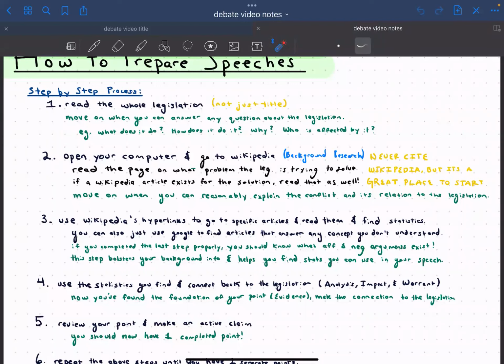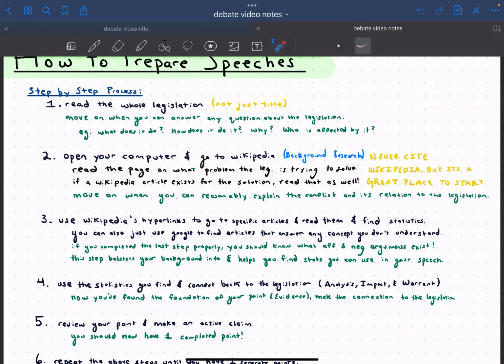What you should never be doing is basing all of your material solely off Wikipedia or an encyclopedia or something like that. Use these kind of sites to build up a foundation of knowledge about generally what is happening, why it's happening, how it's happening, who's involved, things like that. And then from there, you can start to create your arguments.